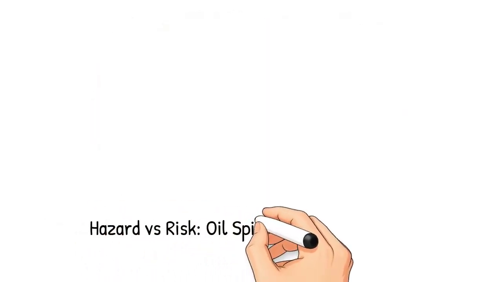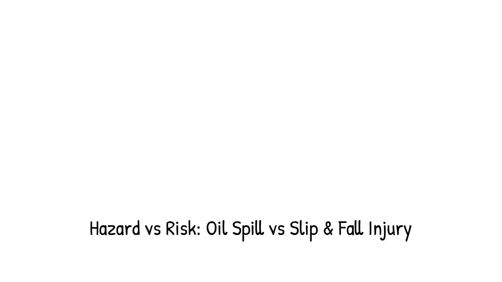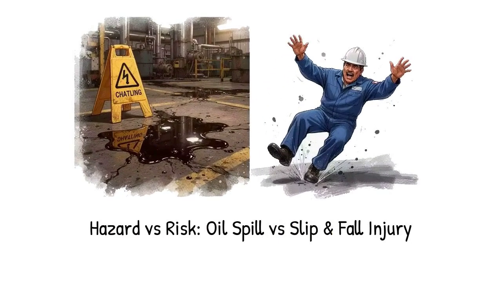Hazard versus risk. On one side of the screen, an oil spill is shown. On the other side, a slip and fall injury is depicted, highlighting the difference between the source of harm and the actual consequence.